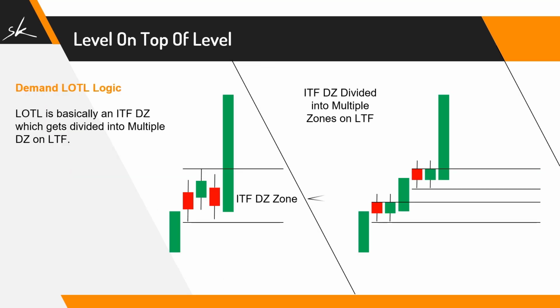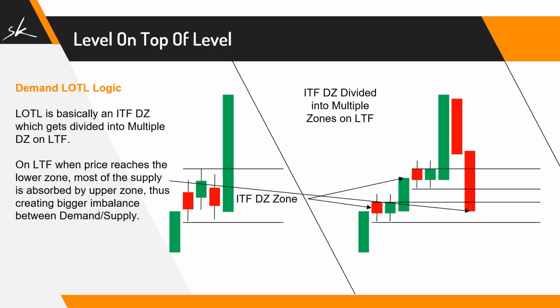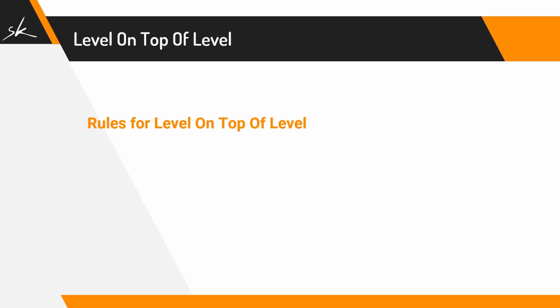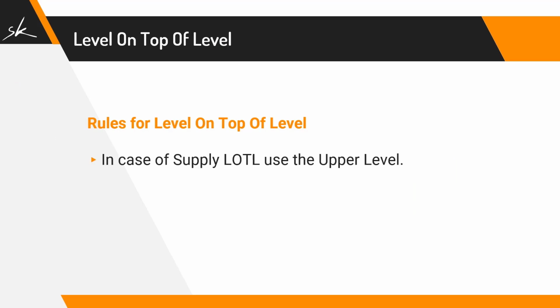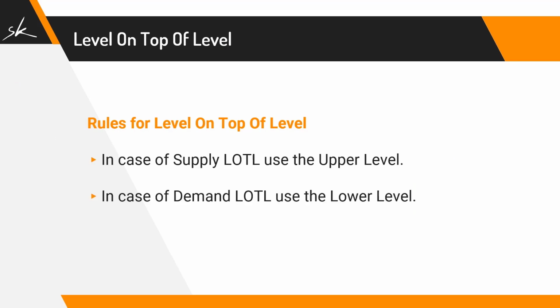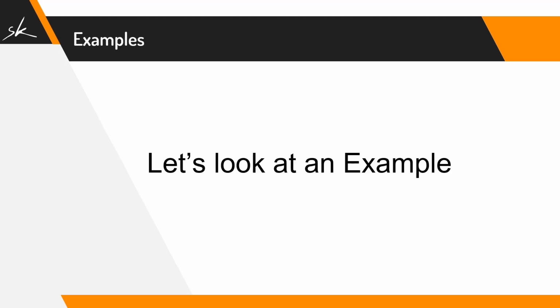In case of demand level on top of level, an intermediate time frame demand zone will get divided into multiple zones on the lower time frame. When price reaches the lower zone, most of the supply due to which prices were moving down is absorbed by the upper zone. This creates bigger imbalance between demand and supply, and the probability of the lower zone increases. In case of supply, we will use the upper level, and in case of demand, we will use the lower level. Let's look at an example.